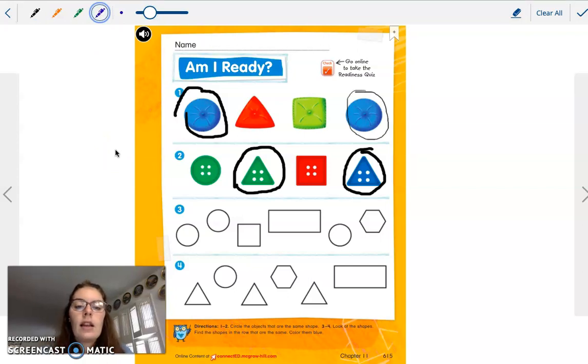Okay, so for number three, I'm going to use a color, so you can also get a color crayon if you would like. Number three, we're going to color the shapes that are the same. So we're going to look at the shapes and we're going to color them. First, let's name them. Circle, circle, square, rectangle, circle. This one's called a hexagon. Okay, so I see that there are three circles, so I'm going to color the circles in. One circle, two circles, three circles.